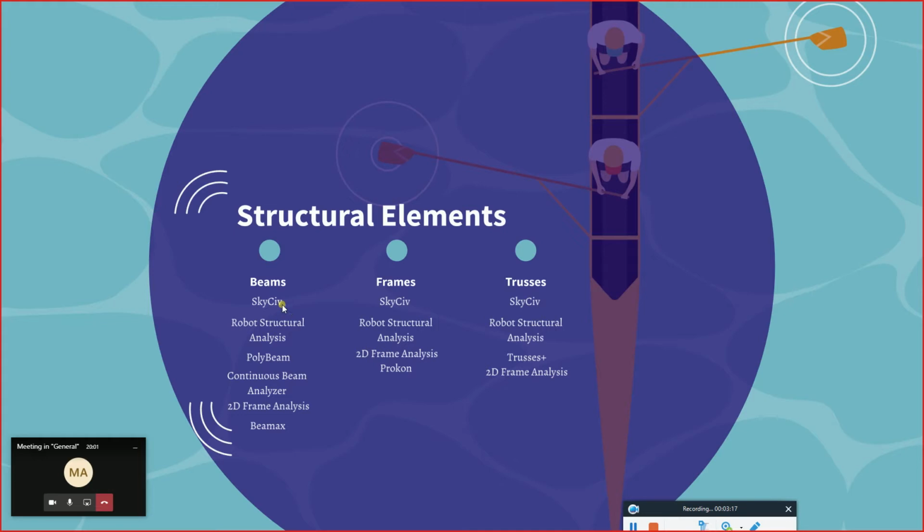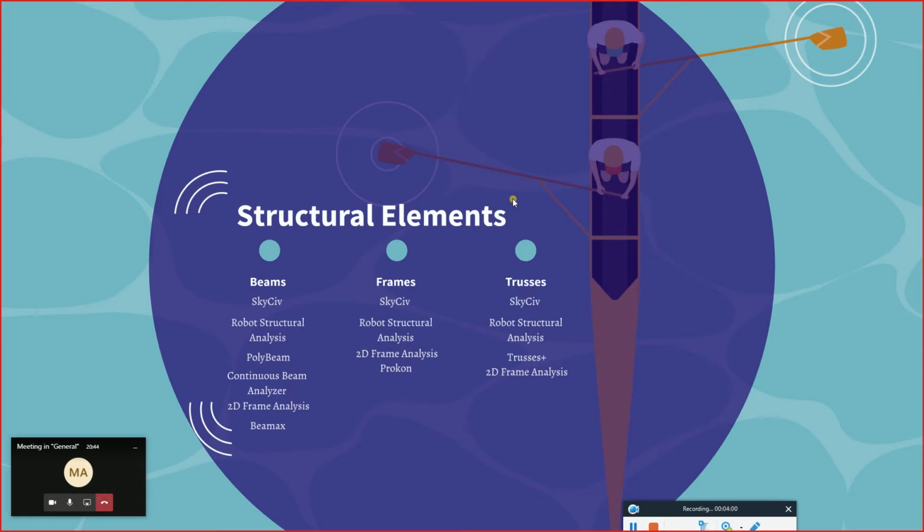So now this is the first one, SkyCiv. Second is Robot Structural Analysis. PolyBeam, third software we're going to use, continuous beam analyzer. Fourth one, 2D frame analysis. And then number 6 is BeamAx. In the frame, once again, SkyCiv, Robot Structural Analysis, 2D frame analysis, and then Procon, so number 7. And then we are going to have for the trusses, SkyCiv, Robot Structural Analysis, Trusses Plus, that's number 8, and then 2D frame analysis. So today we are going to use around 8 software.